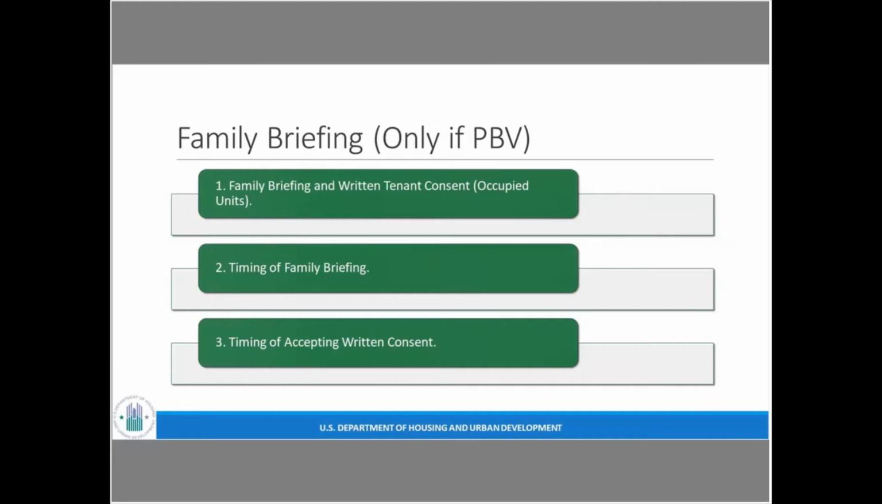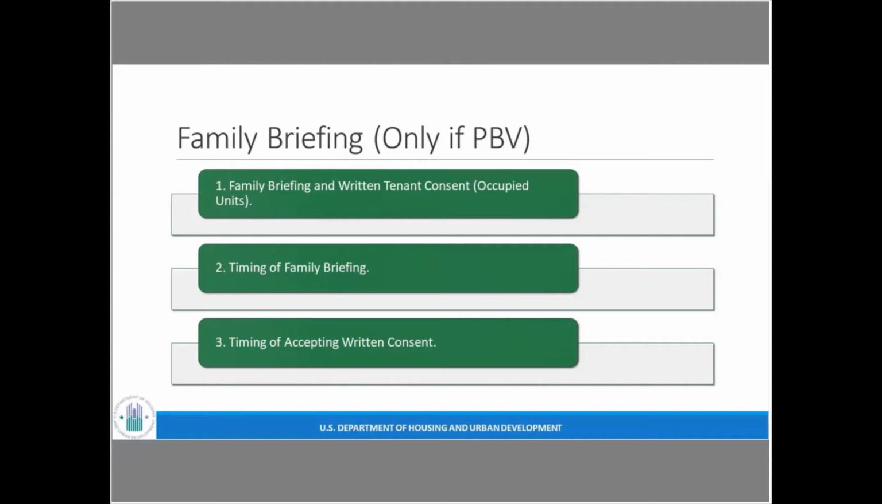Okay. So the next slide is the family briefing slide. This is only applicable if the SVC plan and the Housing Authority proposes to attach project-based voucher (PBV) assistance to the project in conjunction with or after the conversion. So in this instance, if a Housing Authority wants to attach PBV assistance to a project, they need to obtain tenant consent for any occupied units before attaching such PBV assistance to the units.